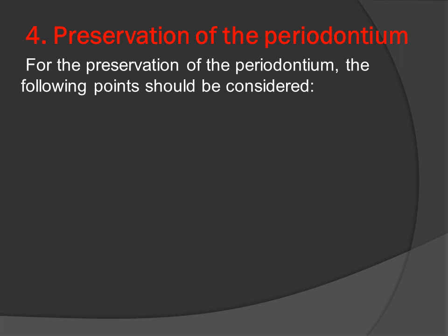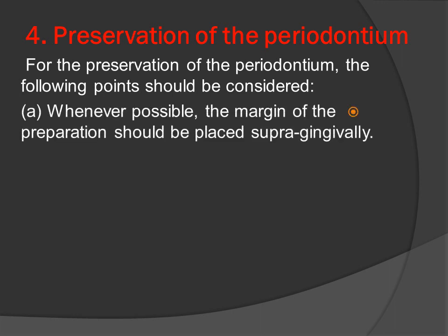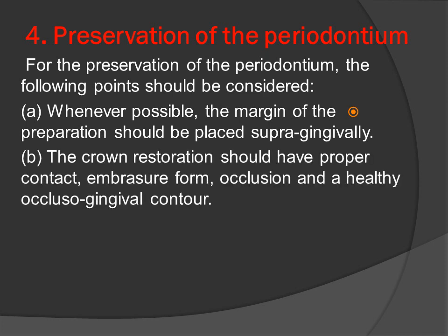The fourth principle of tooth preparation for the crown and the bridge is the preservation of the periodontium. For the preservation of the periodontium, the following points should be considered. First, whenever possible, the margin of the preparation should be placed supragingivally. Second, the crown restoration should have proper contact and pressure from occlusion and a healthy occlusogingival contour.